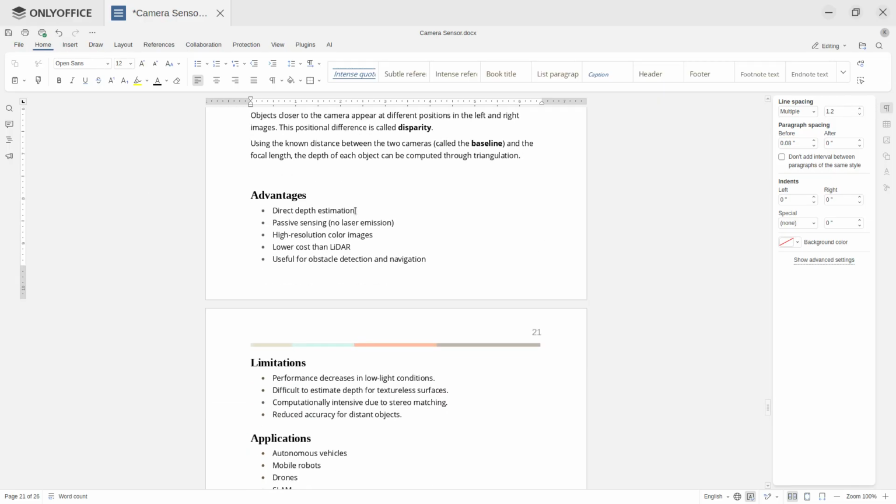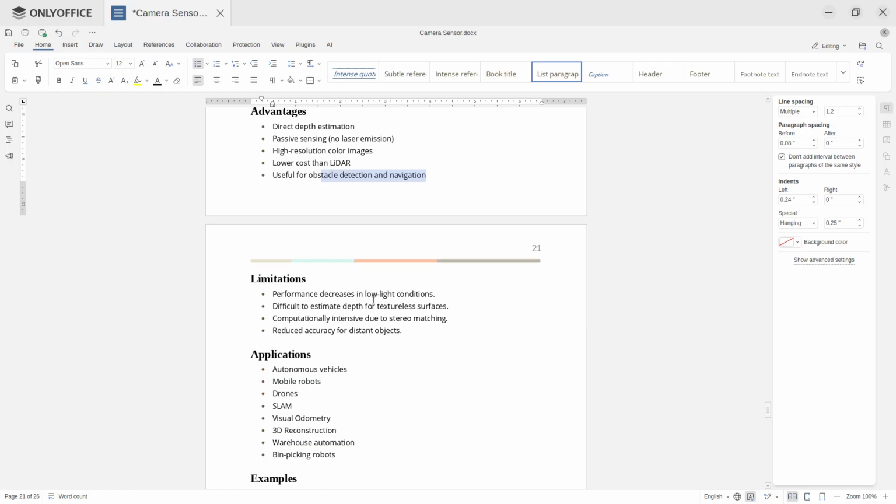Advantages. What are the advantages of a stereo camera? Direct depth estimation, passive sensing, no laser emission, high resolution color images, lower cost than LiDAR, useful for obstacle detection and navigation. Limitations. Performance decreases in low light conditions, difficult to estimate depth for textureless surfaces, computationally intensive due to stereo matching, reduced accuracy for distant objects.